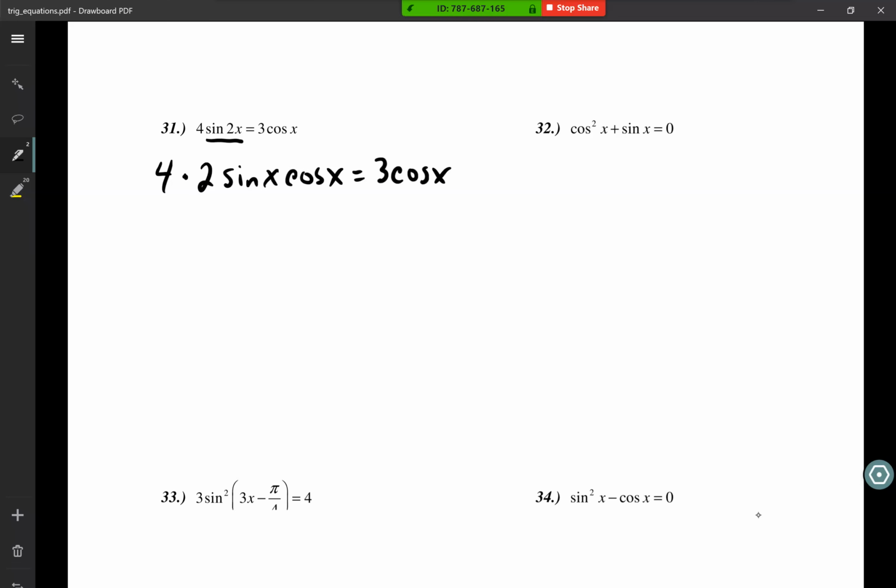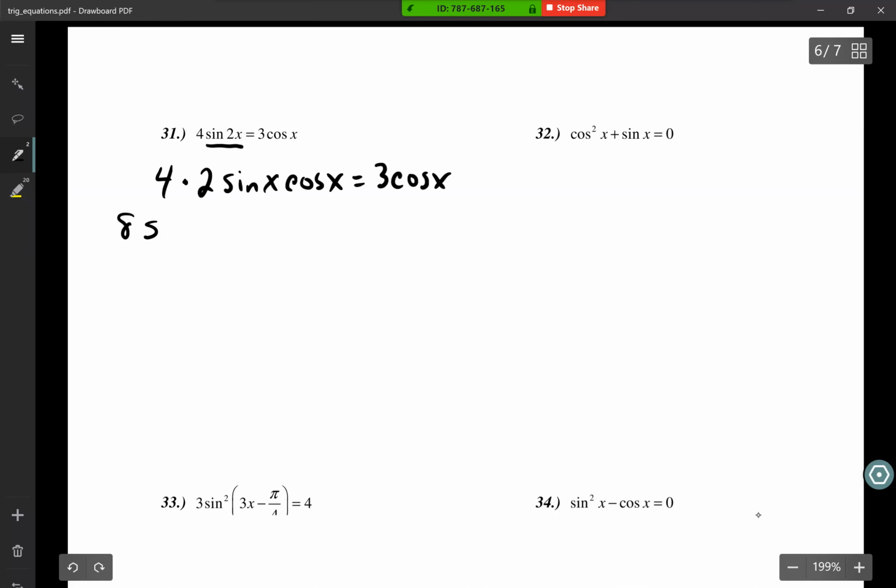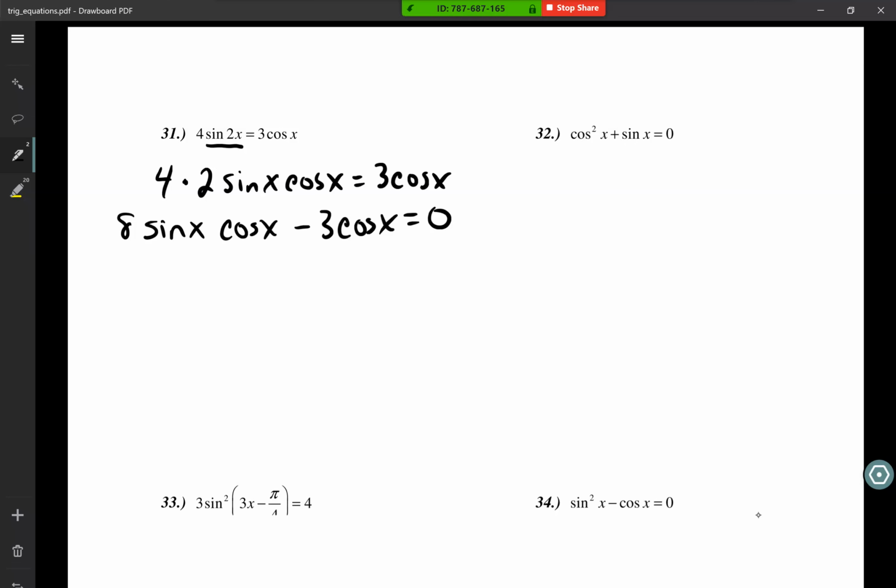And now again, don't be tempted to divide both sides by cosine. I see cosine on both sides, but if you divide both sides by cosine, you're going to lose some solutions. In particular, you're going to lose the solutions when cosine is equal to 0. The reason we don't want to do that is because we don't want to divide by 0, right? Dividing by 0 is a bad thing. So I don't want to divide by that variable piece. So instead, I want to collect everything on one side, because I want to try to solve this by factoring if I can. So we get 8 sine x cosine x minus 3 cosine x is equal to 0.